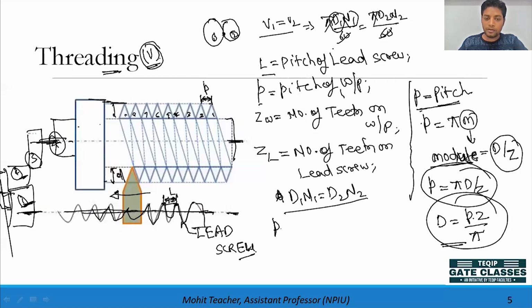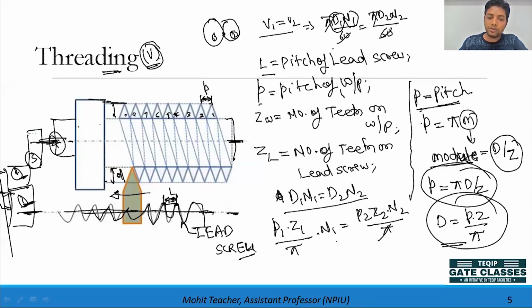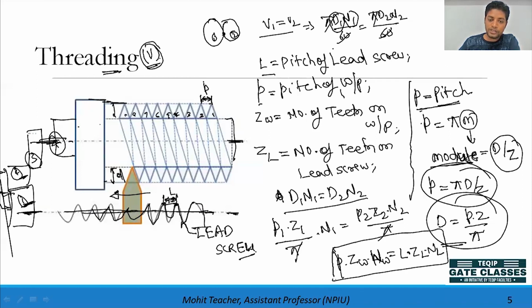So this is p1 into z1 upon pi into n1, okay, take n1 for now, equals p2 into z2 into n2 upon pi. So pi cancels out, okay. Now consider p1 as the workpiece, so p is the pitch, and zw is the number of teeth and nw is the rotational speed of the workpiece, that will be equal to that of the lead screw, with ZL, the number of teeth on the lead screw, and NL, the rotational speed of this lead screw. So this equation is very very important.